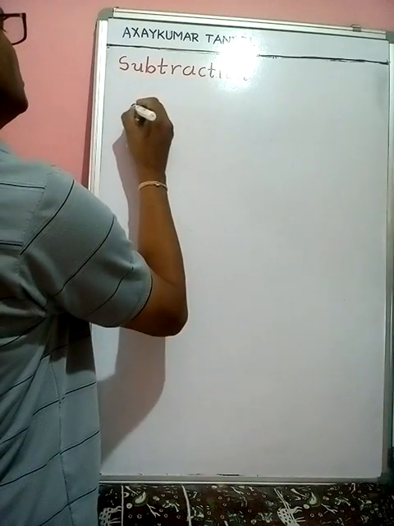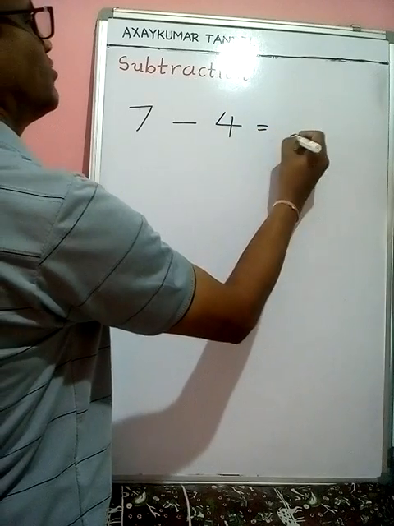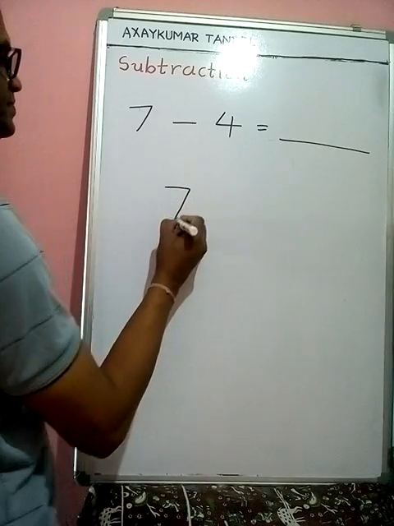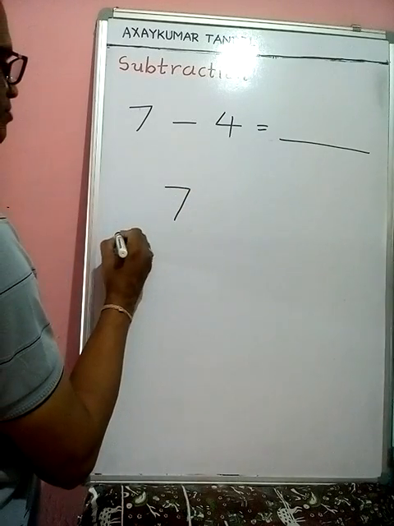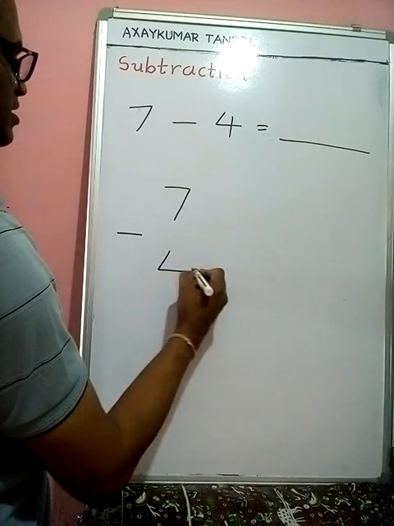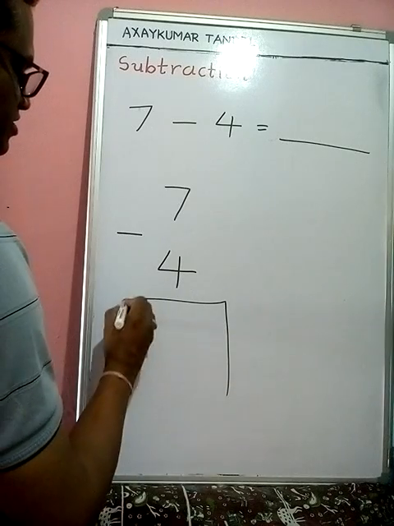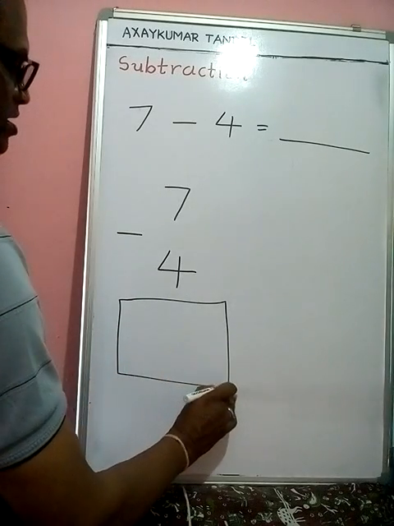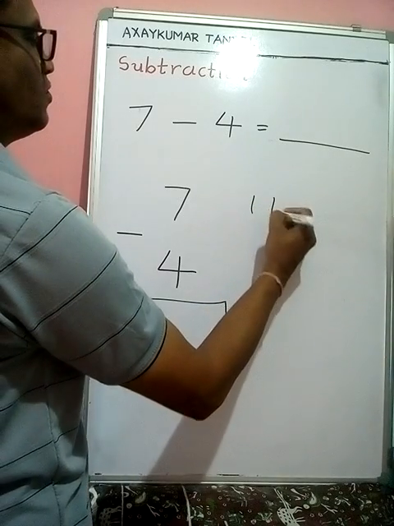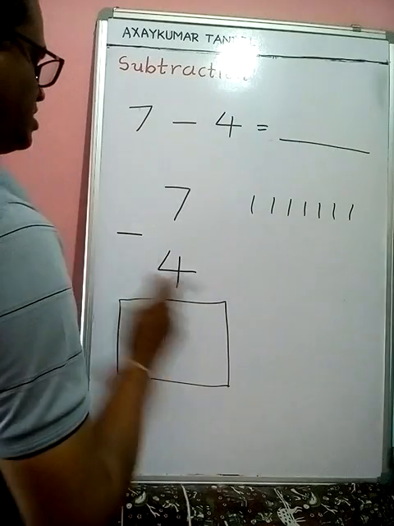Next example, 7 minus 4 is equal to how many? We write here 7 minus 4, write under 7, making box for answer. Now we first do 7 lines. 1, 2, 3, 4, 5, 6, 7. Cutting.